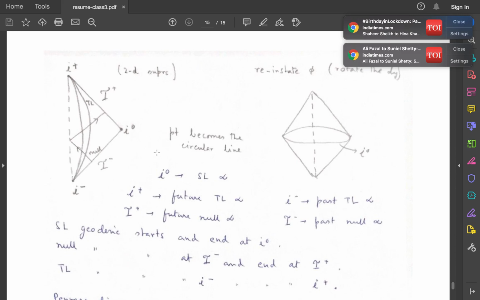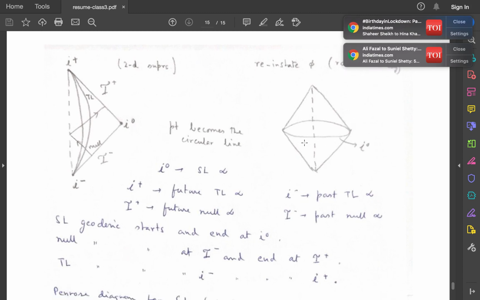Now what we can do is reinstate the phi parameter, because each point is a two-sphere, remember? So what can we do? We rotate this point. If I rotate this point, we get this type of double cone structure. It's very difficult to think of, but it's like a double rhombus which is rotating. And this is the I0 line. The point here becomes aligned with the circular line.